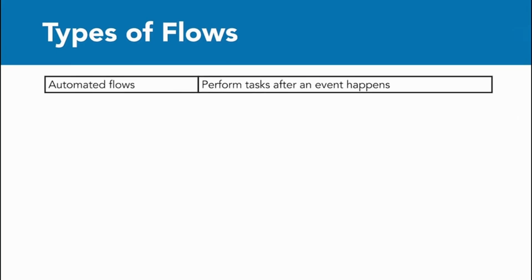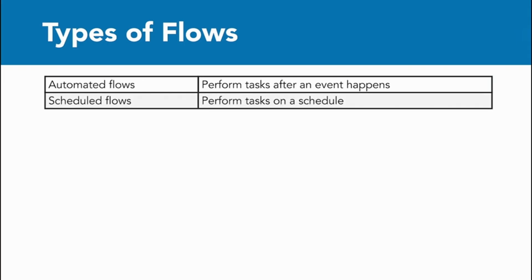Automated flows perform a task after an event happens. That event is referred to as a trigger. In our example, when I receive a new email that has an attachment, that's a trigger. So when an email comes in, the automated flow that's watching Outlook is triggered and performs the task of taking the attachment and saving it in OneDrive.